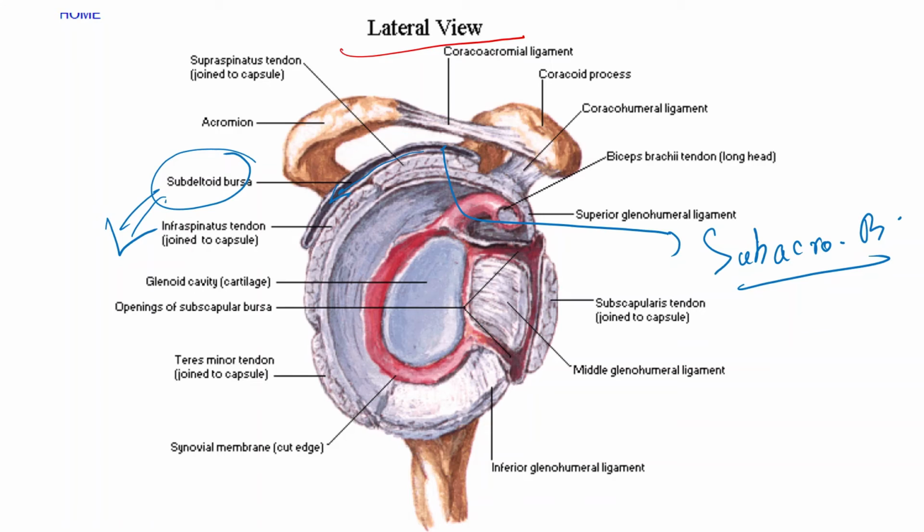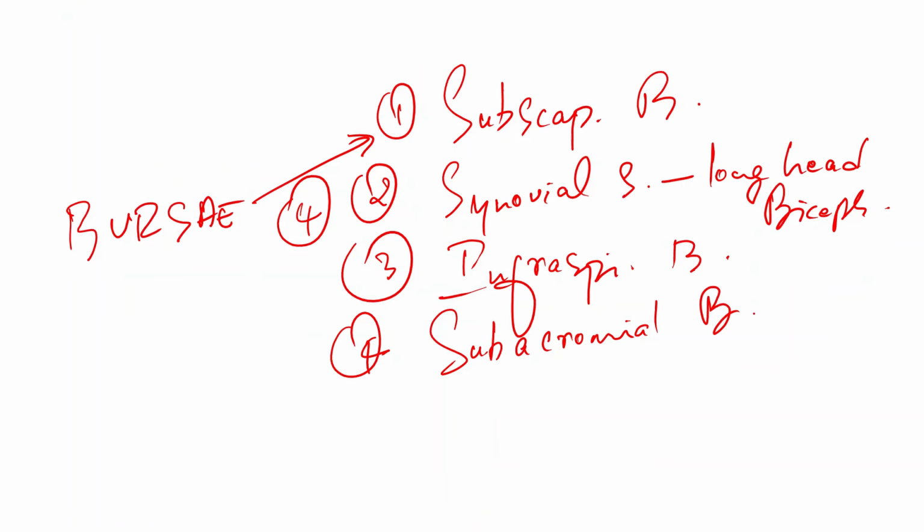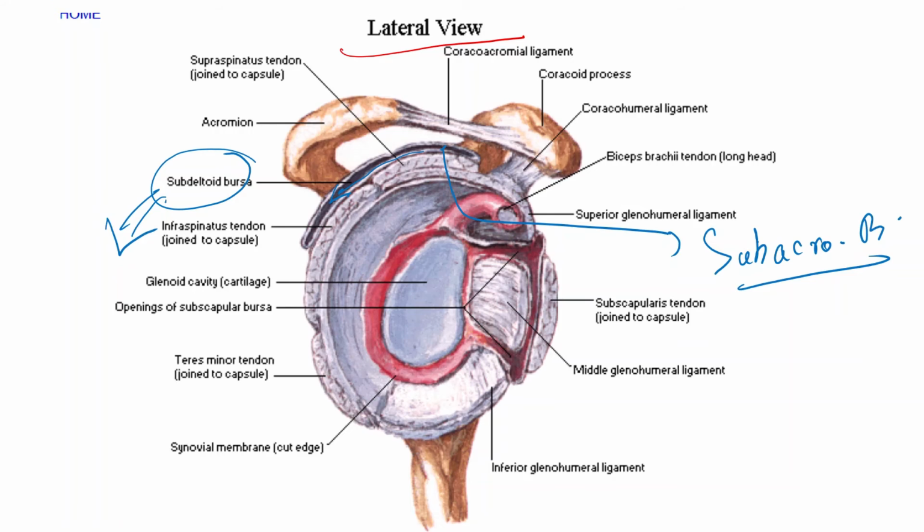This subacromial bursae is a non-communicating bursae, that is, it does not communicate with the joint, and this acts as a secondary socket to allow the lateral rotation of the humerus. It acts as the secondary socket for the lateral rotation of the humerus during overhead elevation of the arm. So this is about the subacromial bursae, which is also called the subdeltoid bursae.